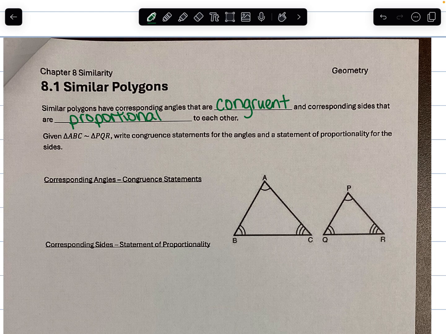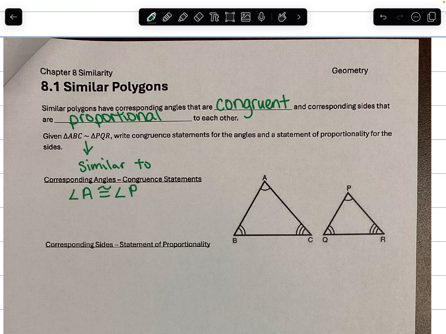It says, given that triangle ABC is similar to, that little mark means similar to, triangle PQR, write congruent statements for the angles and a statement of proportionality for the sides, okay? So we just talked about, we know angle A is congruent to what? Right, which those are marked the same.